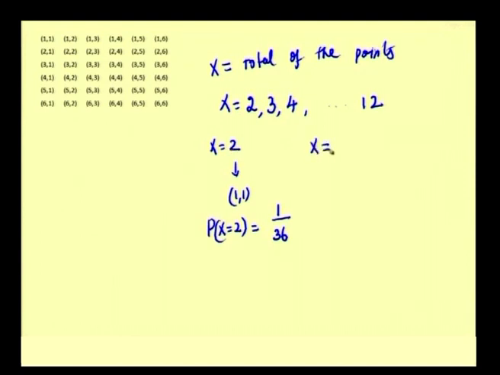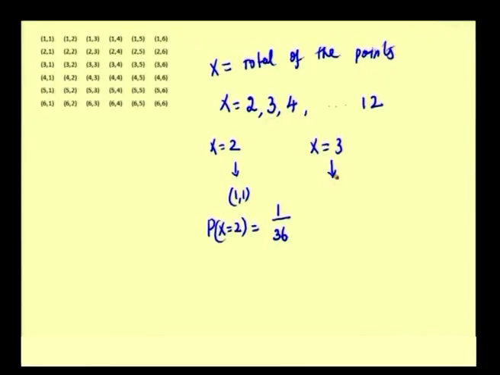Similarly, if you take x equal to 3, how is x equal to 3 arrived? When you add 2 points on the dice, it should come as x equal to 3. It can arise with (1,2) and (2,1). Another possibility gives you x equal to 3. Therefore, only 2 possibilities are there. Therefore, the corresponding probability P of x equal to 3 is 2 divided by 36. This 36 is the exhaustive number of events. (1,1) to (6,6) is the total number of events, which is 36.